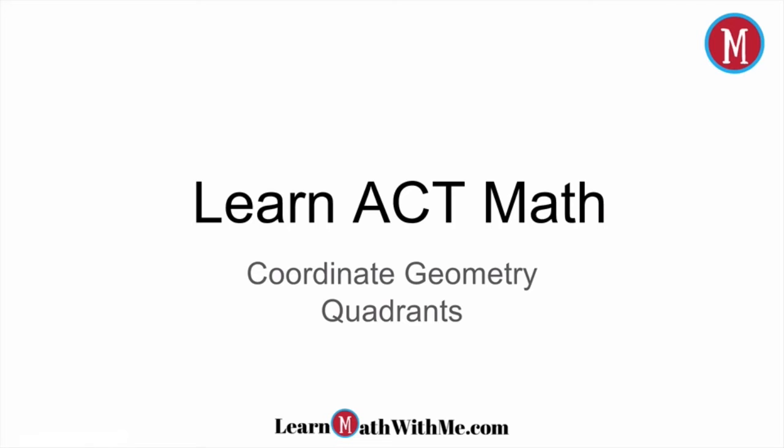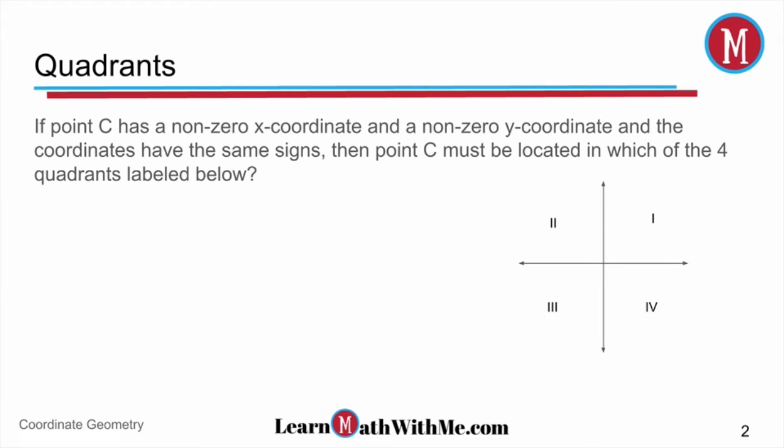This is the coordinate geometry video on quadrants. Let's look at the first example. It tells us if point C has a non-zero x-coordinate and a non-zero y-coordinate, and the coordinates have the same signs, then point C must be located in which of the four quadrants labeled below.